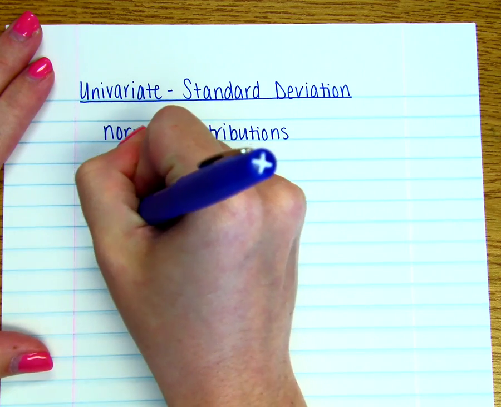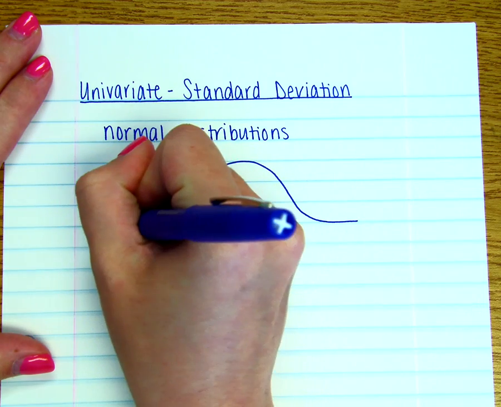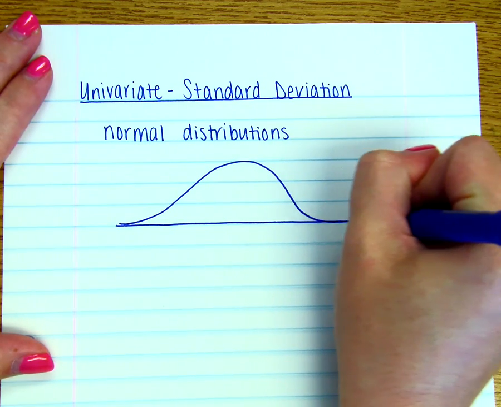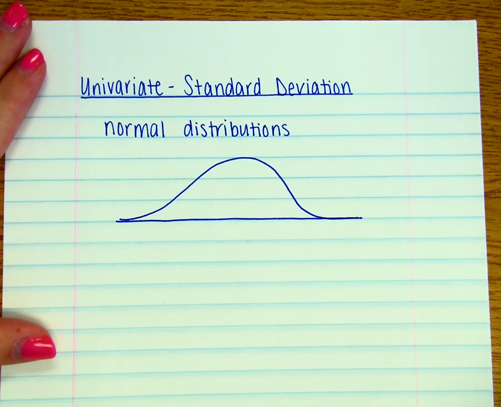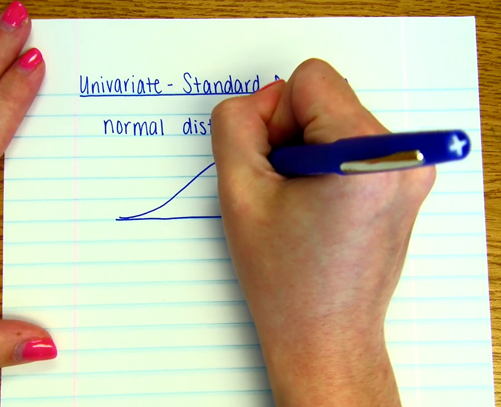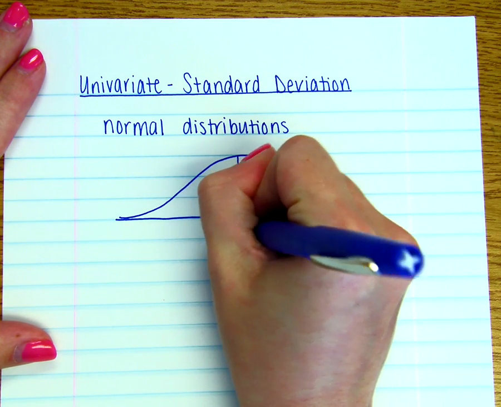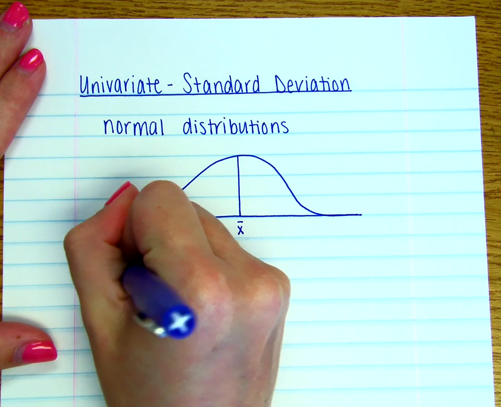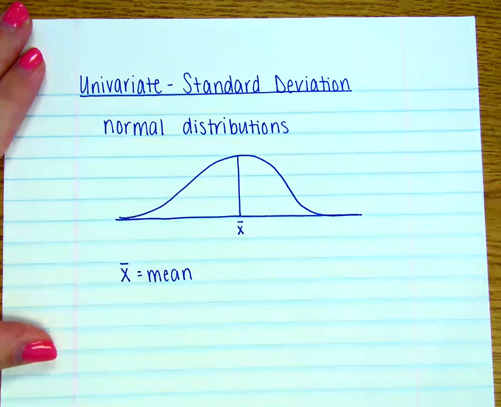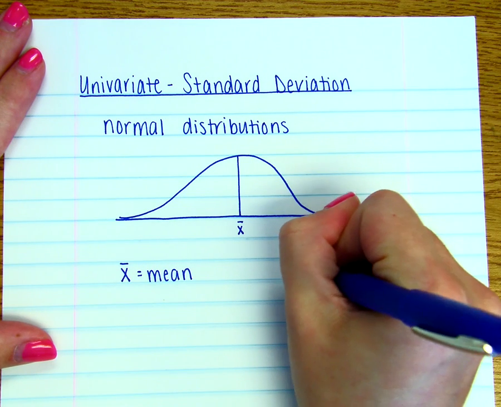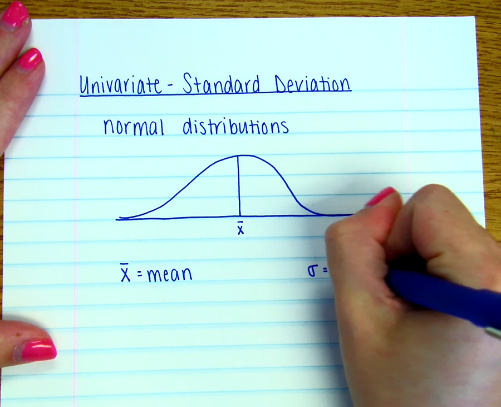So I'm going to draw the curve, with the line underneath. In our normal distribution curve, there's one line in the middle that stands for the mean. Remember, x with the bar on top of it stands for the mean, so x with the bar equals the mean. This little symbol here is called the standard deviation.